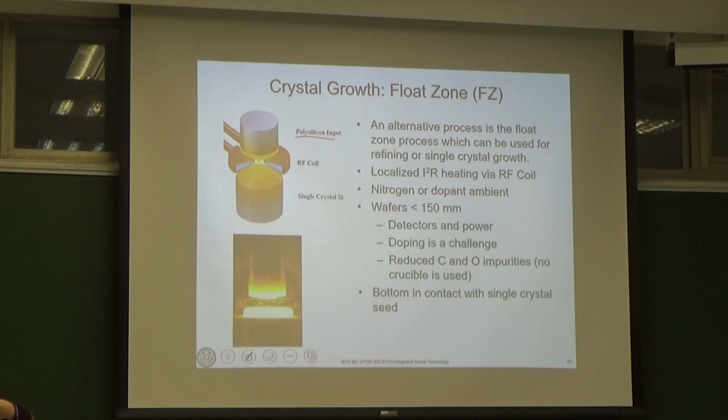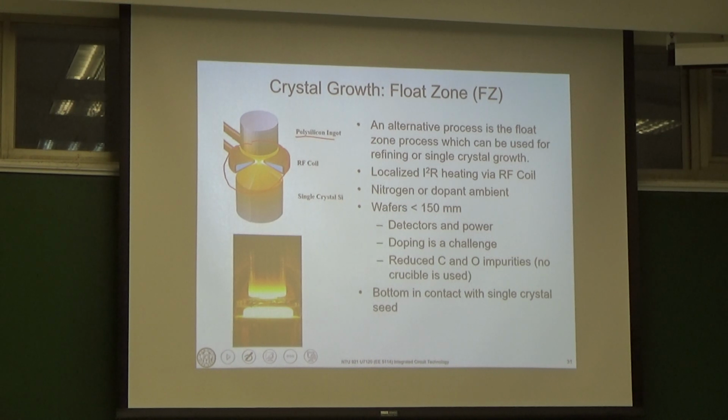So you can move this coil. For example, here you will move it from the bottom upward to the top of the ingot. When your coil gets close to your silicon material, the high temperature will cause the silicon to melt. So only the region very close to this coil, the silicon will be in liquid form.